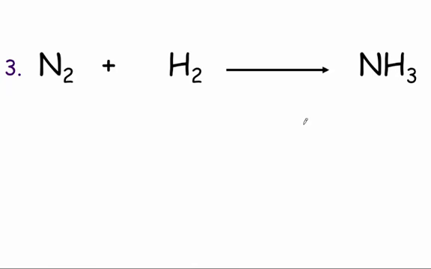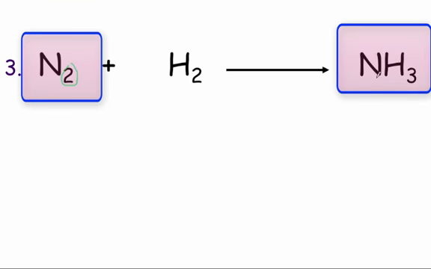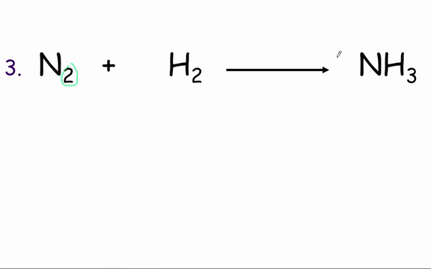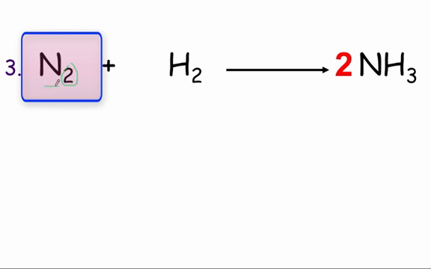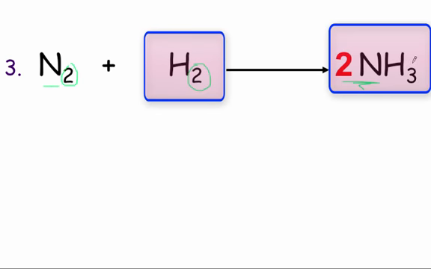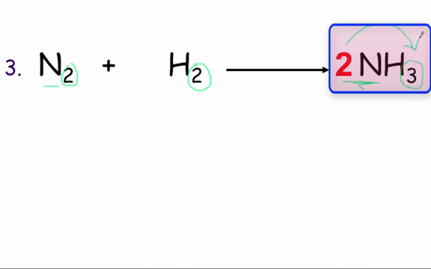Okay, let's look at number 3. So, starting here, we've got 2 nitrogens on this side, and we've got 1 nitrogen on this side. So okay, before we do anything else, we've got to try and do something about that. Let's put a 2 in front of the NH3. So let's look again. We've now got 2 nitrogens on this side, and we've got 2 nitrogens on this side. Fantastic. What about the hydrogens? We've got 2 hydrogens on this side. We've actually got 3 hydrogens in the formula, and because we've got a 2 here, we've got 6 hydrogens altogether.